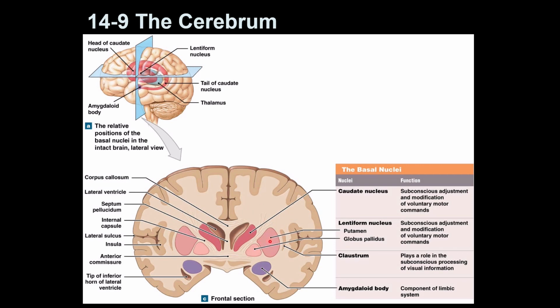These basal nuclei, as I said before, are important for tone of the muscle and coordination of learned motor activity. Lateral to the lentiform nucleus, you see the claustrum. They don't know the exact function of the claustrum, but it's important for processing visual information. Lateral to that, you can see the insula. The insula is located inside the lateral sulcus. I will come back to the insula and show you what is located here.